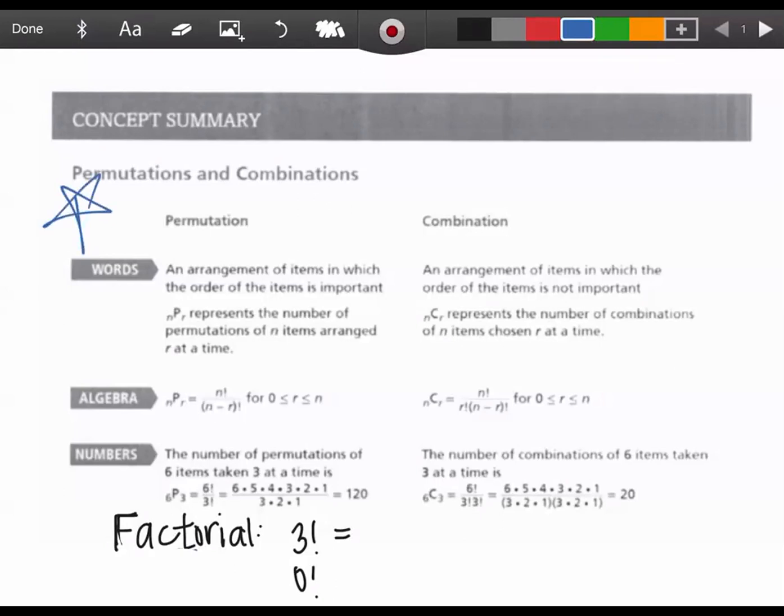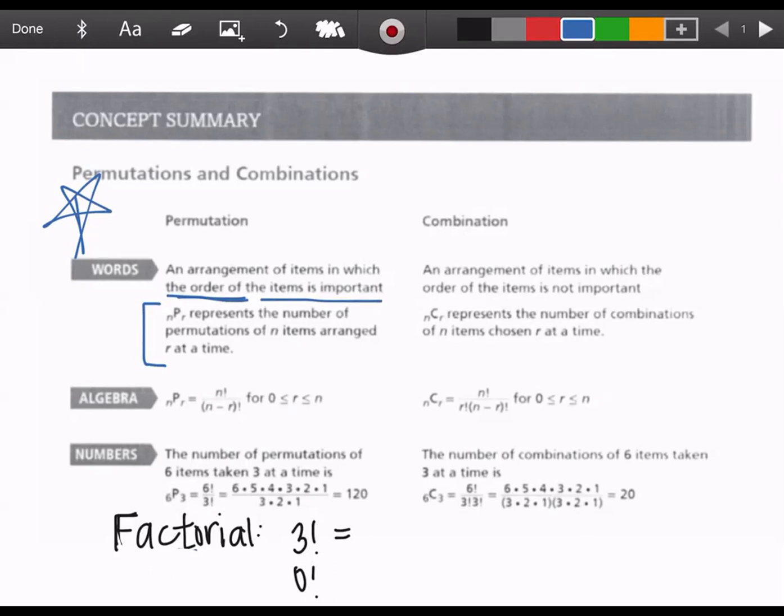So permutations are used when you need an arrangement of items in which the order of items is important. So we need to underline that, take note of that. Permutation is where order is important. We have symbolization here. nPr is going to stand for permutations, where n stands for the number of items arranged r at a time. So say you had 10 items arranged 5 at a time.